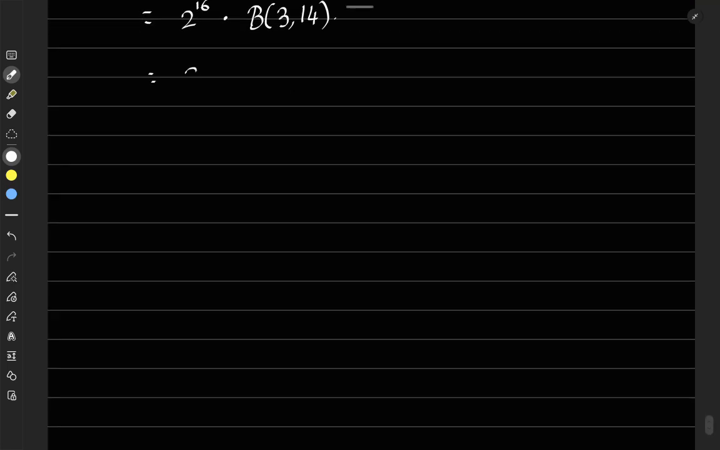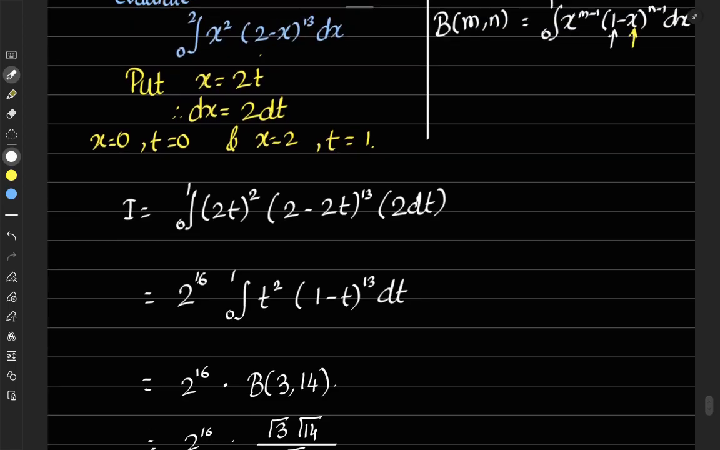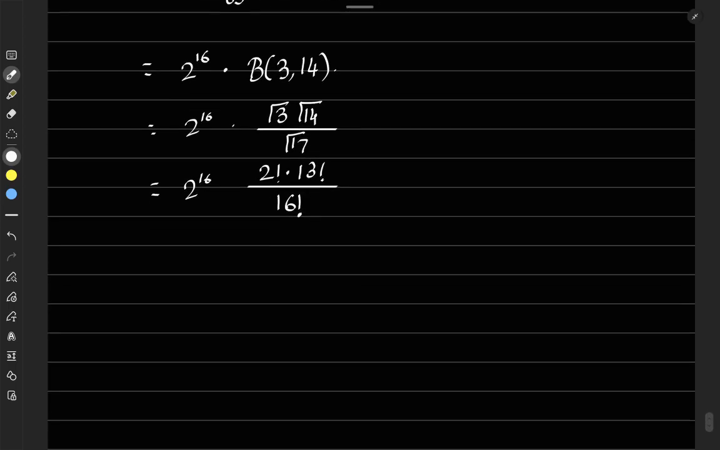So notice that this will be 2 to the power 16 into gamma 3 into gamma 14 divided by gamma 17. If we put the values, this will be 2 factorial into 13 factorial divided by 16 factorial, out of which we can cancel out the 16 factorial and evaluate the value using our calci. So I hope you can complete this problem.